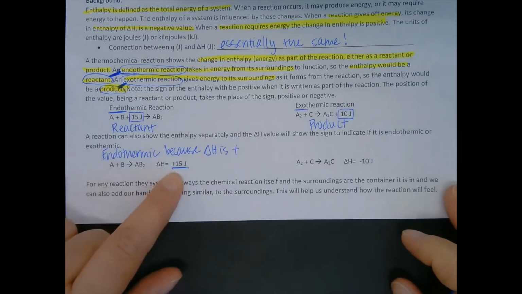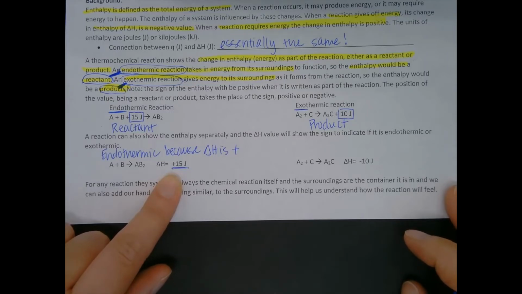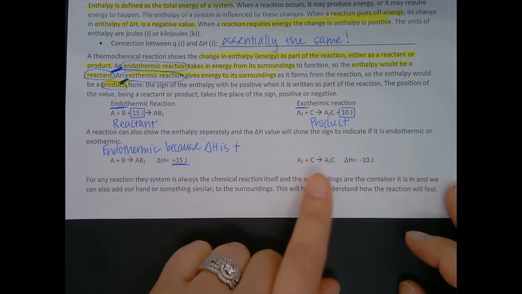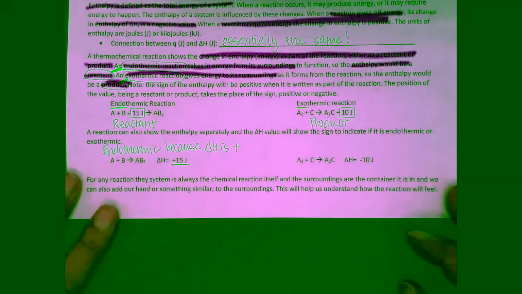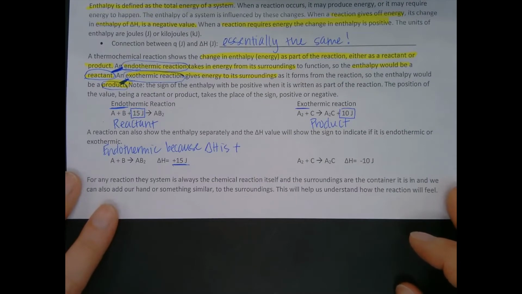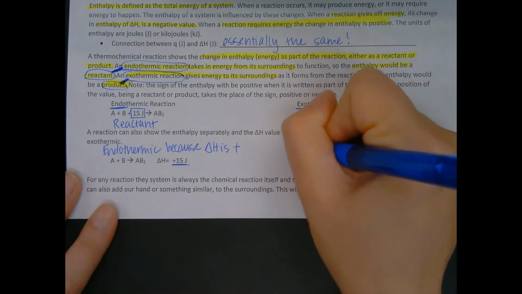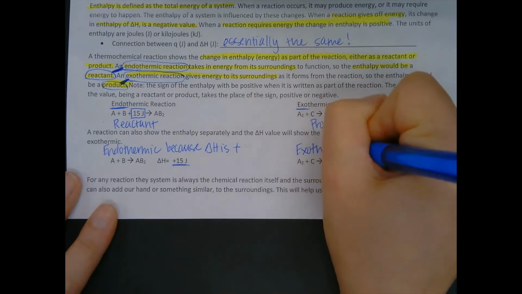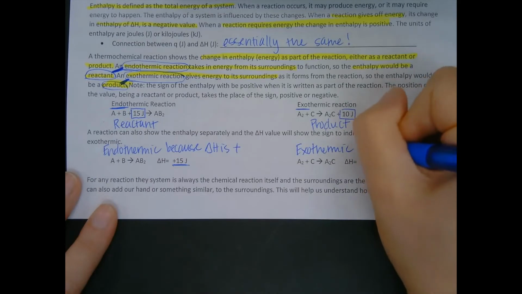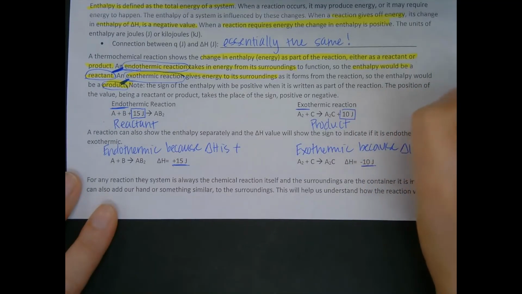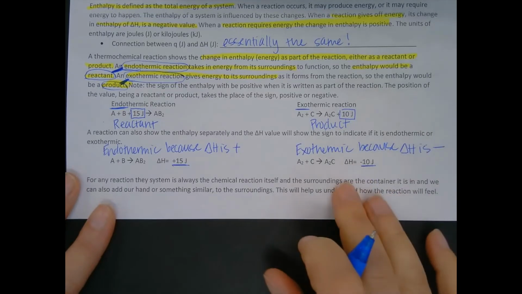It's the same thing that we talked about with Q. When Q was positive, it's endothermic. We put it into the system. Well, when delta H is positive, it's endothermic as a reactant because we're putting it into the system. Likewise, okay, when we did Q and the value of Q was negative, it was exothermic. Well, it's the same thing. Our delta H is negative when it's exothermic. So this is exothermic because delta H is negative.